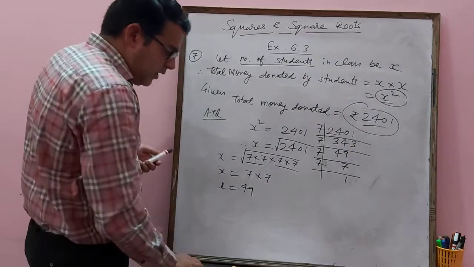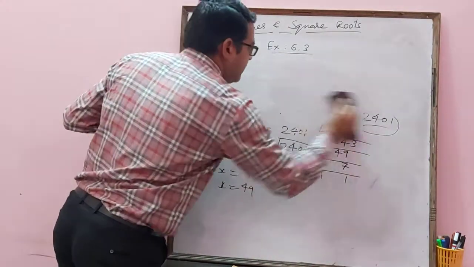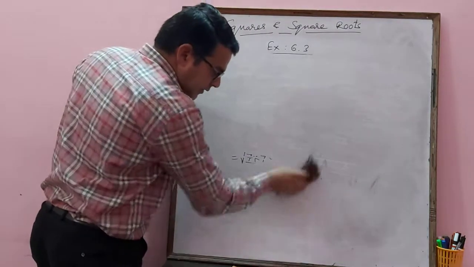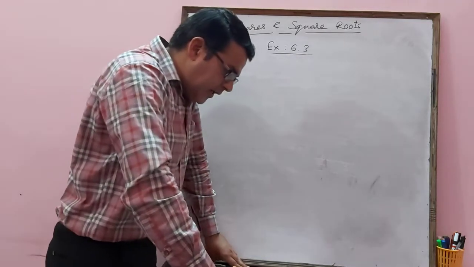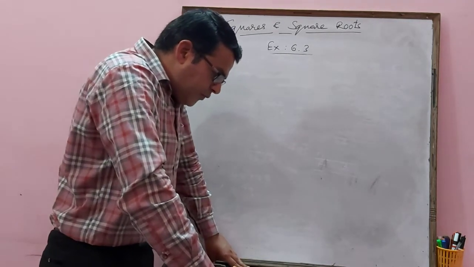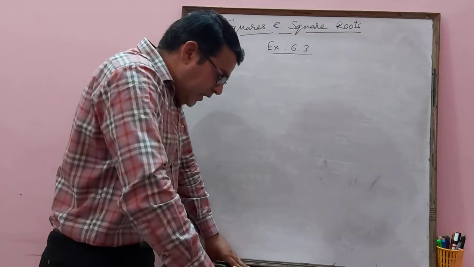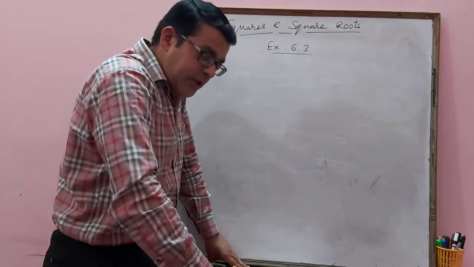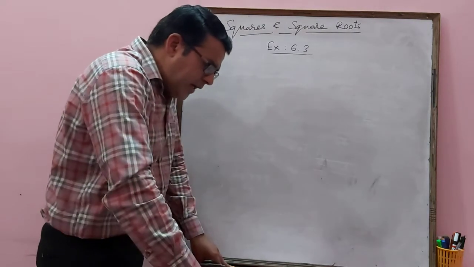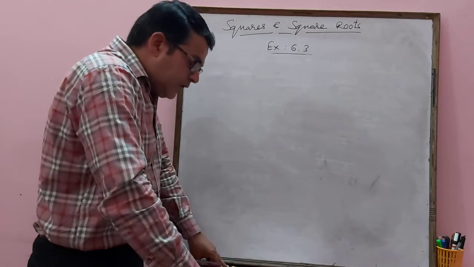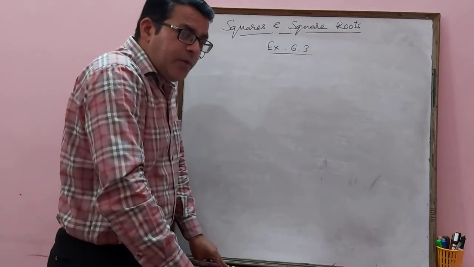Hope you understand. Now question number 8 I am solving. This is also same as this question. So question is: 2025 plants are to be planted in a garden in such a way that each row contains as many plants as the number of rows. Find the number of rows and the number of plants in each row. This is same as previous one. It means the number of plants we have to find, and in each row there are the number of plants, that the rows are there and the number of plants are there in that row.